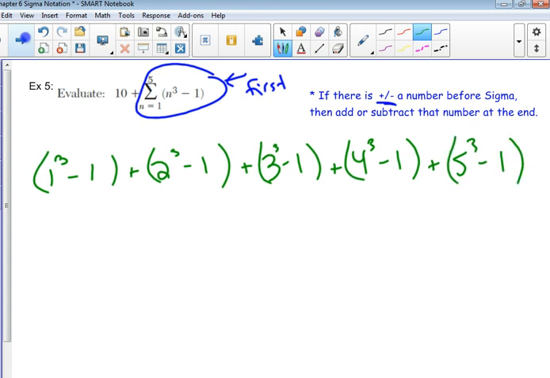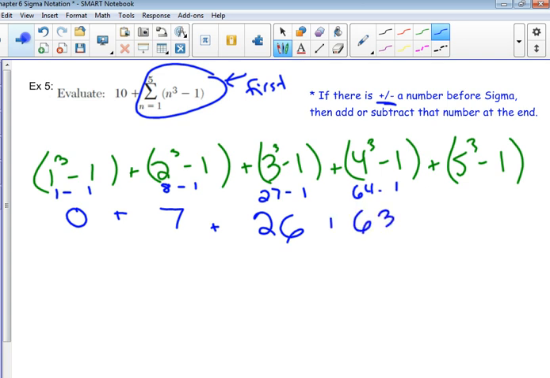Okay, let's see what you guys got. Alright, so 1 cubed minus 1. Anybody know what that's going to be? 1 minus 1 would give us a 0. Okay, 2 cubed is 8 minus 1 would give us 7, yeah. Right, 3 cubed is 27 minus 1. Good job. Okay. 4 cubed was 64 minus 1. 63, good. And then 5 cubed is 125 minus 1. It's 124.